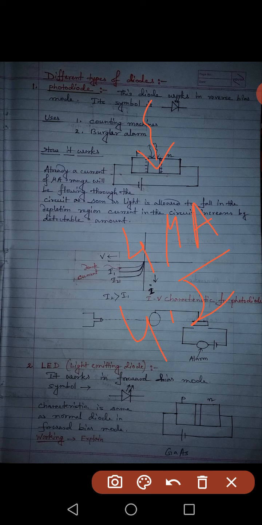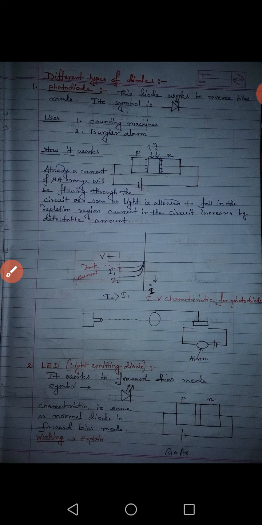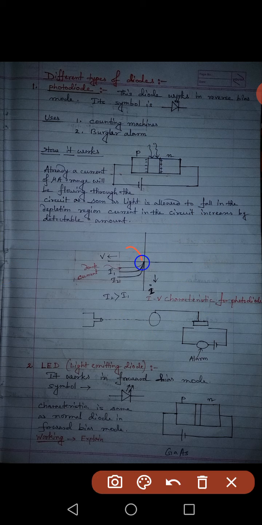It is detectable. But suppose in place of reverse biasing we had done forward biasing, then what will happen? In forward bias the current is already in the milliampere range, and in milliampere, if a few microampere increases, it will not be detectable, because when light falls here, current will increase, but how much? As I told, if initially it is 4 and now it is 4.2, only 0.2 microampere current is increasing.